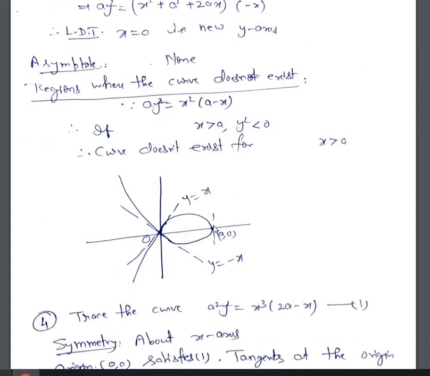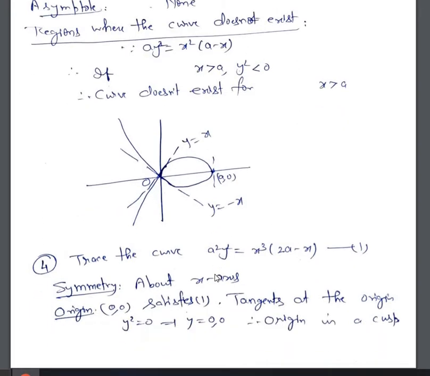So now draw the curve like this. See, this is the point a, 0. At this point we have got tangent as new y-axis. At the origin we have a node, tangents are y is equal to x and y is equal to minus x, and the curve exists for negative values of x. So we draw the curve like this, and because the curve is symmetric, it's like this. This point is a node because tangents are distinct.